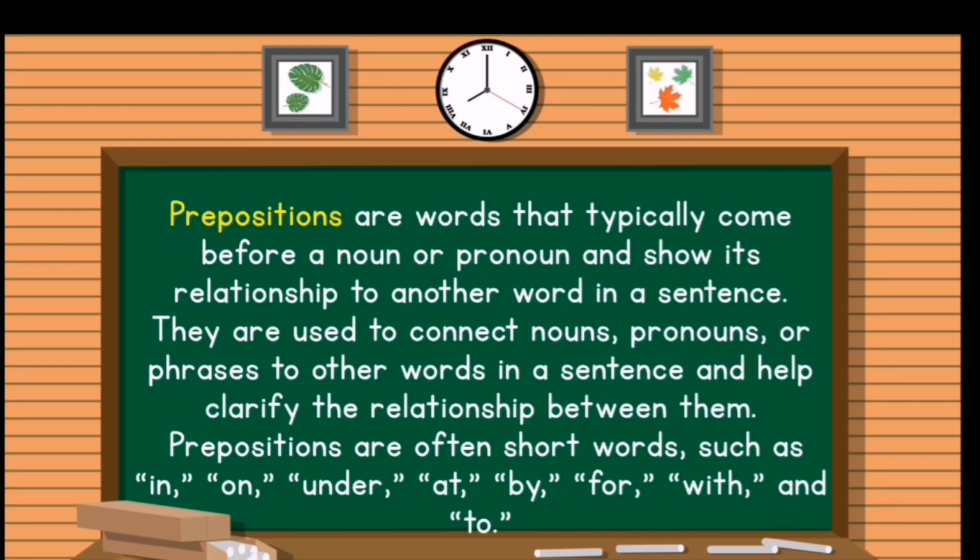Prepositions are words that typically come before a noun or pronoun and show its relationship to another word in a sentence. They are used to connect nouns, pronouns, or phrases to other words in a sentence and help clarify the relationship between them. Prepositions are often short words such as in, on, under, at, by, for, with, and to.